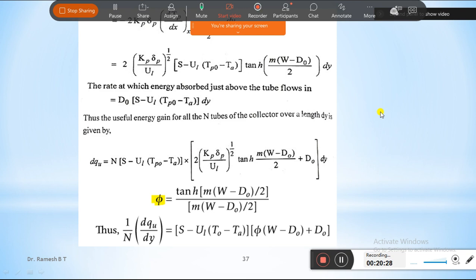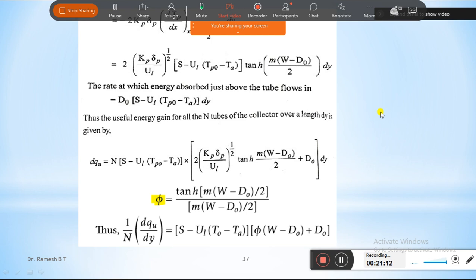And we can substitute, and finally that equation becomes 2 root of (Kp rho p divided by UL) into (S minus UL (Tp naught minus Ta)) into tanh m(W minus D naught by 2) dy. The rate at which energy is absorbed can be given by D naught into (S minus UL (Tp naught minus Ta)) into dy. And thus the useful energy gain for all n tubes, since what we did was only for one tube.